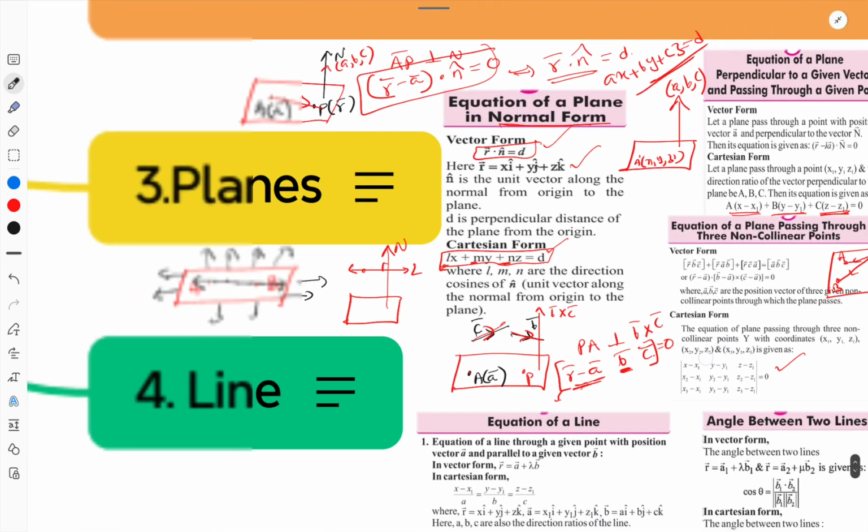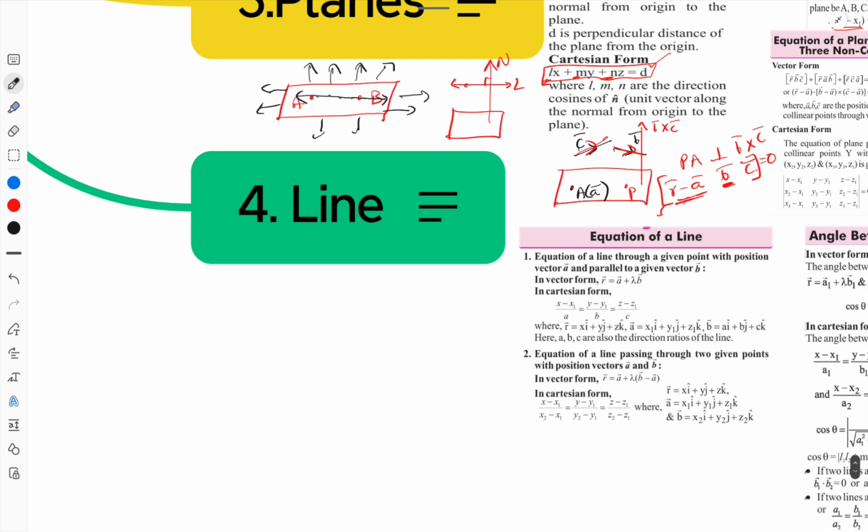Right. Next comes the equation of a line. So how do you describe a line in space? Suppose you have a straight line, and what are the things required to describe a line? Definitely we need DRs or DCs, and we need a point. If you know these two things, it is enough to describe or construct a line.